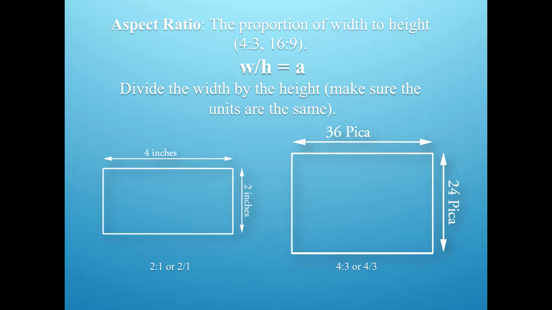The aspect ratio is the proportion of the width to the height. So a 4:3 television set would be one of those old-time shapes, and then 16:9 is the more widescreen regular shape we have now. It's the width divided by the height, and that equals the aspect ratio. So 4 inches by 2 inches would be 2:1, or 2 divided by 1, or 2. 36 picas by 24 picas would be a 4:3, or 4 divided by 3 ratio. You have to use the same units, remember that.